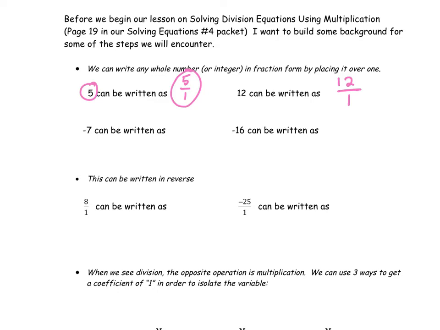The same thing applies for negative numbers. So if we had a negative 7, I would write that as negative 7 over 1. So how do you think we would write negative 16 in fraction form? It is negative 16 over 1, and that's one of the concepts that we will use.